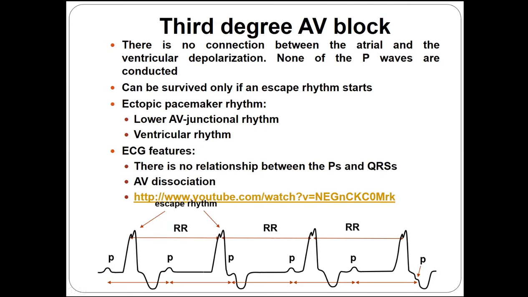One very easy thing: if you count the rate of the P, it is not proportional to the rate of the QRS complexes. And this means there's no connection between the P and the QRS complexes. So third degree block is usually associated with an escape rhythm from a lower center. And this is what is called AV dissociation.